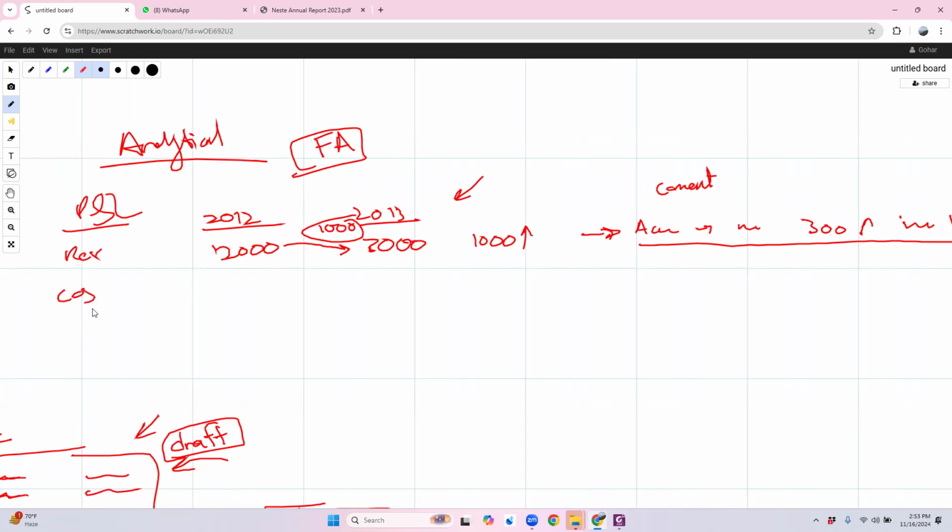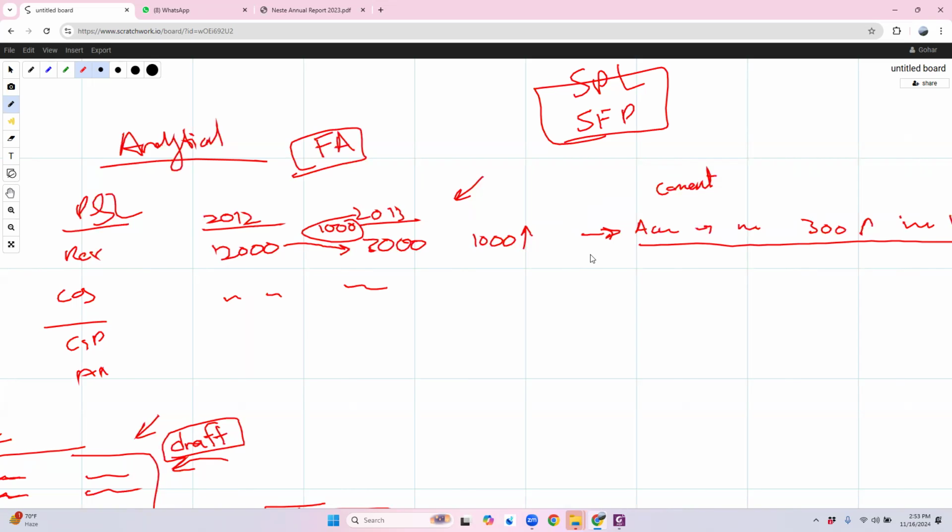So cost of sales, gross profit, admin expenses, against every single item of statement of profit and loss, statement of financial position, you will explain every single head separately. Like why is it increasing? Why is it decreasing? Got it?